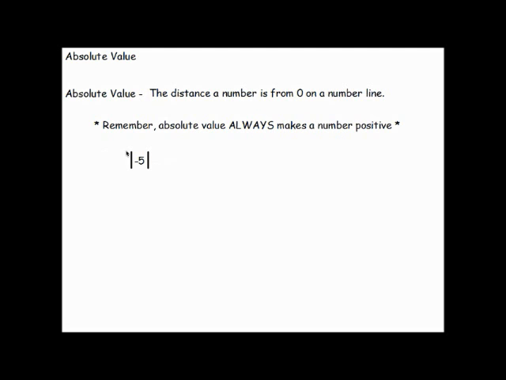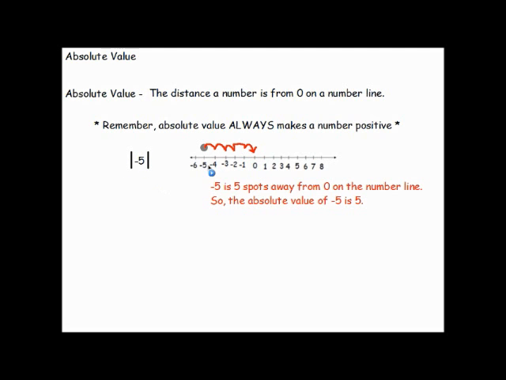So if I look at this, we have these two bars on the side. Those represent absolute value. So it says the absolute value of -5. So the absolute value of -5 is 5 spots away from 0 on a number line. So therefore, the absolute value of -5 is 5. So if you plotted a point at -5 on a number line, counted back to 0, 1, 2, 3, 4, 5, that would give you your distance. So the absolute value of -5 is 5.